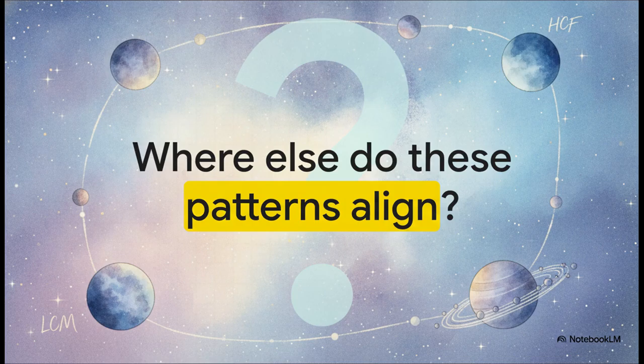Since these cosmic rules of factors and multiples govern our math so flawlessly, where else in the rhythms and cycles of the universe might we see these exact same patterns perfectly align? Whether it's planetary orbits sweeping past each other, or just figuring out when two different buses will arrive at the exact same stop, keep looking for the connections.